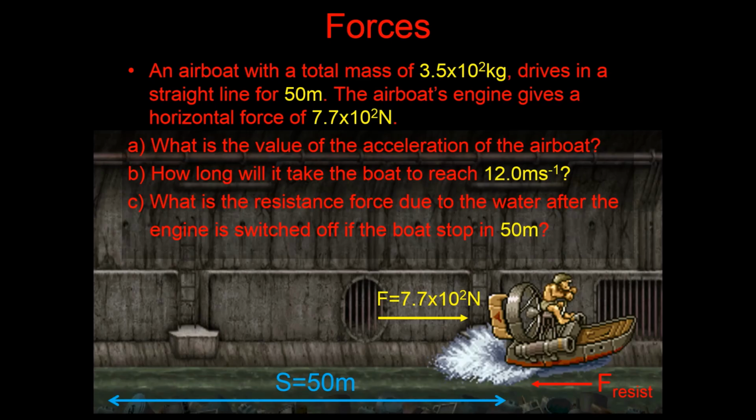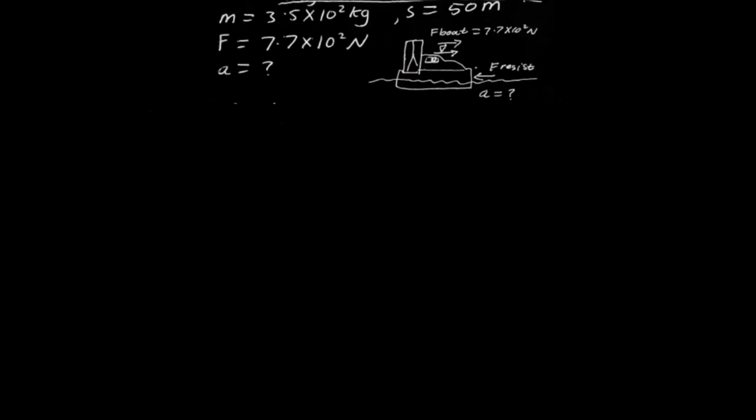Now you may have seen questions like these before, and in some ways I want to point these out because you can use interchangeably things like energy or kinematics based on what you're given, and usually it's a sort of judicious choice as to which is simpler. So here's our displacement of 50 meters, here's our force of 7.7 times 10 to the 2 newtons, and here's our resistance force. So writing down what we've got, here's our mass, here's our force, here's our acceleration, and here's our displacement.